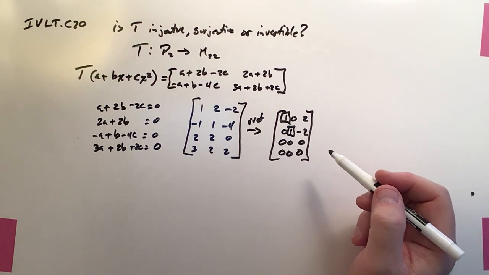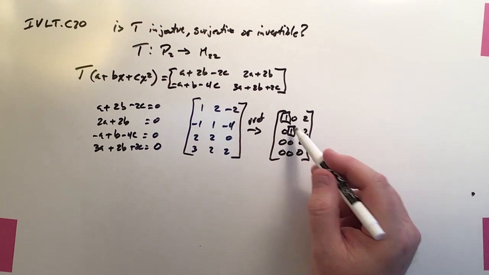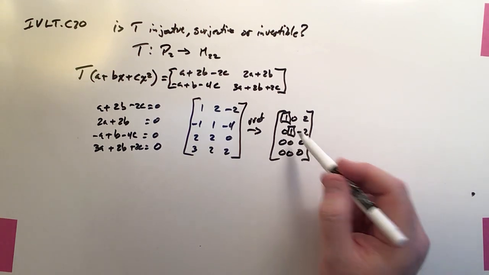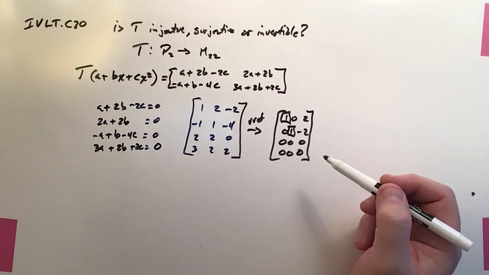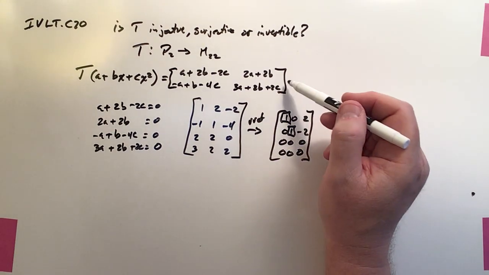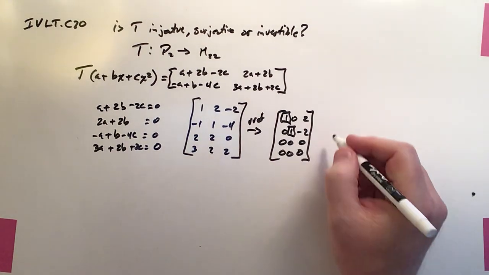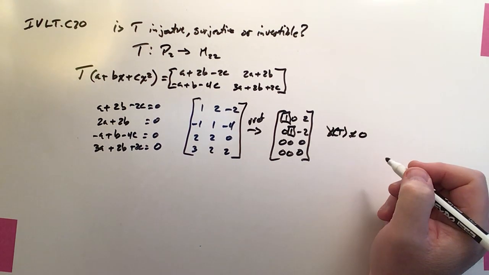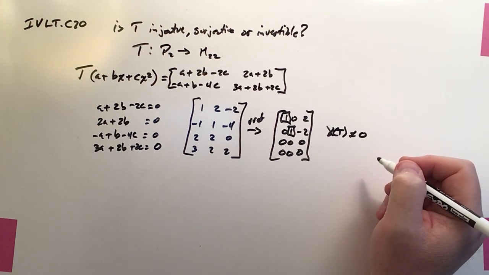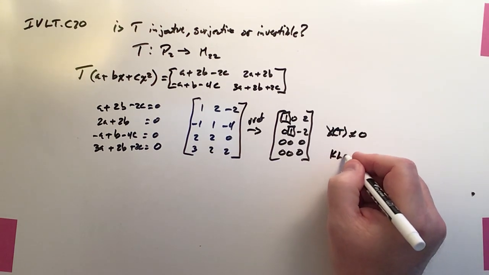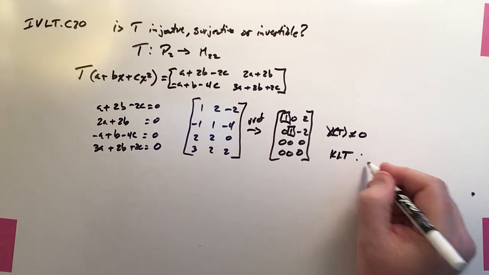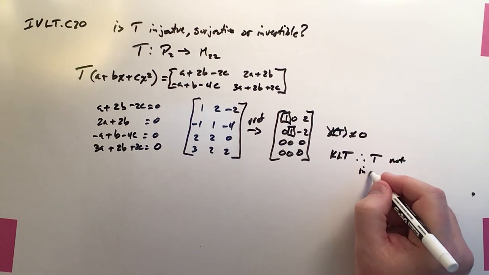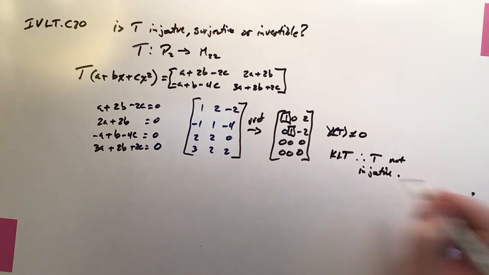So in essence, what it means is we're going to get a system here that produces an infinite number of solutions, and we needed there to be 1. We needed this to be a consistent set with 1 solution in order for this to be injective. And so because the null space, basically the kernel of T, is non-zero, all we need to do is just say that. And there's a theorem called KLT, and that says, therefore, T is not injective. So that takes care of that.